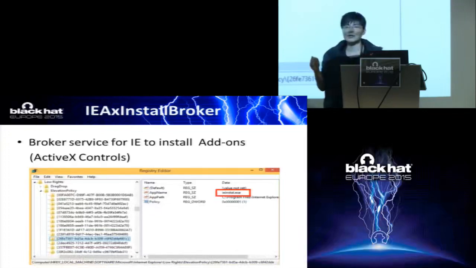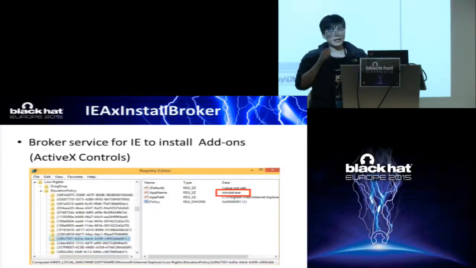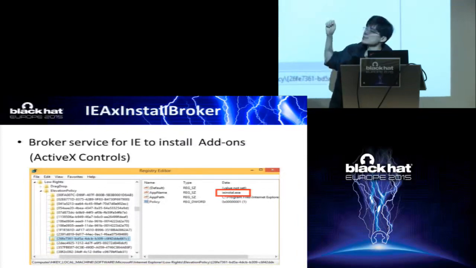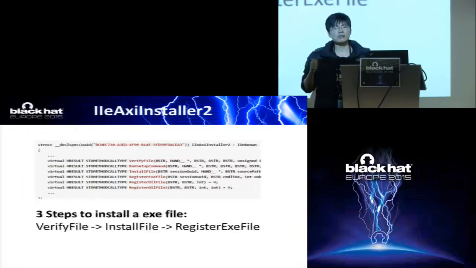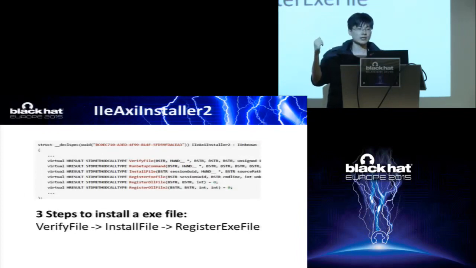The IEInstall broker is one of these broker services. It is used by Internet Explorer to install add-ons or plugins. The process which provides this interface is called ieinstall.exe, and it runs at medium integrity level. This interface is accessible from within an app container process, which means if we achieve remote code execution in an app container process, we can just write code to access this interface and use it to install plugins.